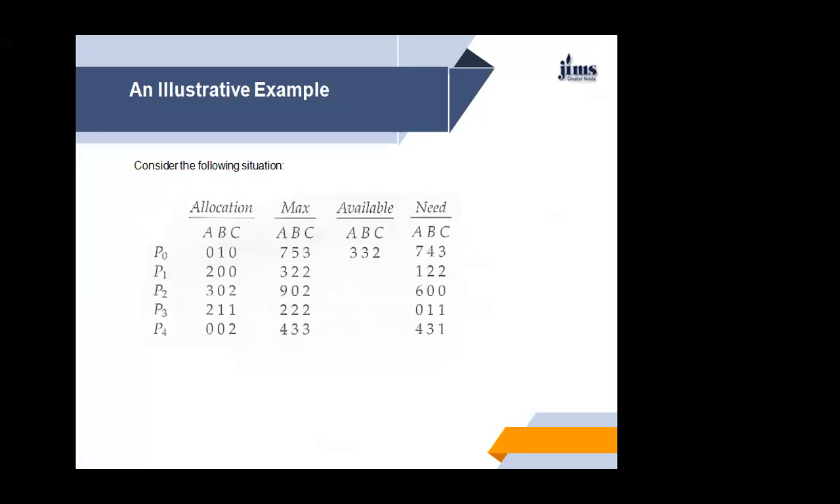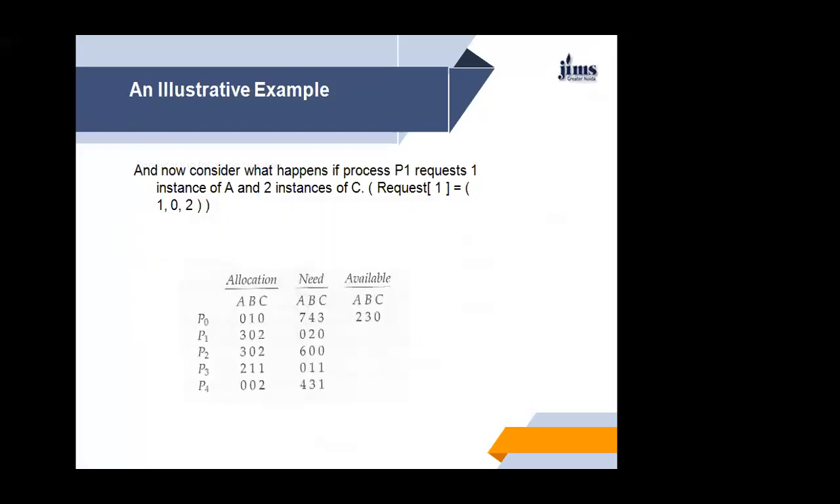Okay, so when we have calculated this need, suppose we now consider what happens if process P1 requests one instance of A, 0 instances of B, and 2 instances of C. So the request will be 1 0 2. Now the allocation we have seen, the need we have calculated earlier. And what will be the available resources?